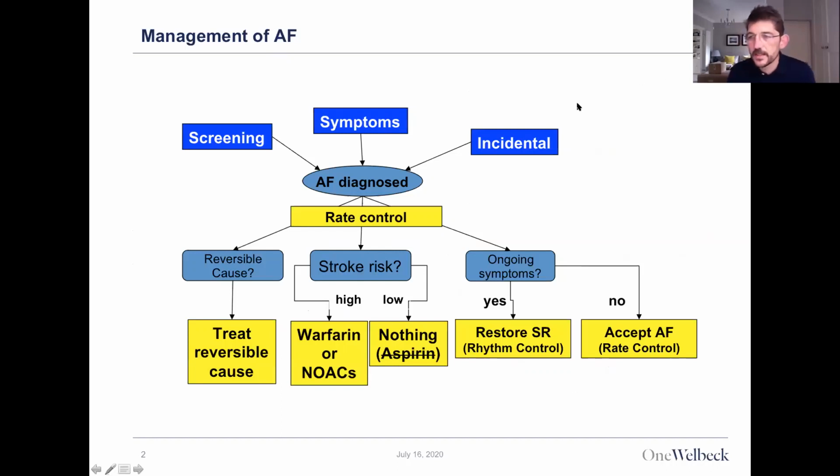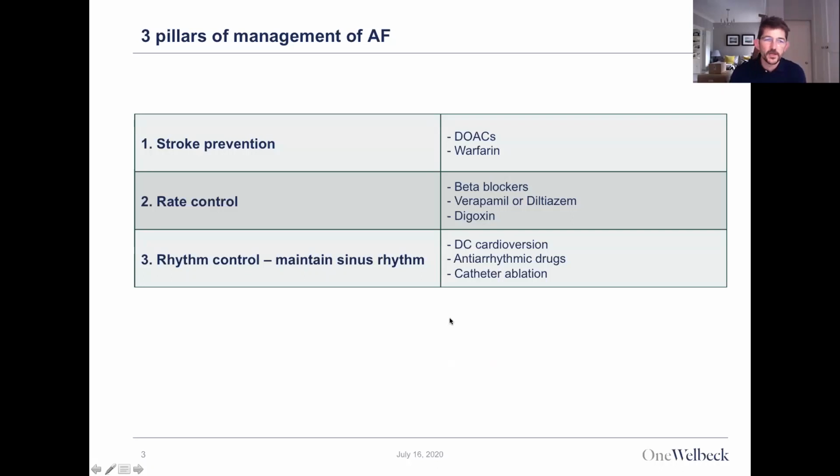So this is my simplified formula for the management of AF. No matter how you pick it up, through screening, because the patient's symptomatic, or completely incidental, once you've diagnosed AF, you need to control the heart rate and then look for reversible causes, acute alcohol intoxication, hypothyroidism, etc., that can be treated and to prevent AF recurring. Then after that, obviously, assess the CHA2DS2-VASc score and treat with warfarin, or more commonly now the DOACs. And finally, if there's ongoing symptoms, despite good rate control, then we have the opportunity to try and restore sinus rhythm. And so we've got these 3 pillars of management of atrial fibrillation: stroke prevention, heart rate control, and rhythm control. And I've listed some of the treatments that we use.